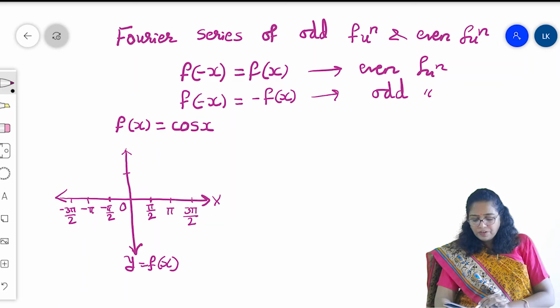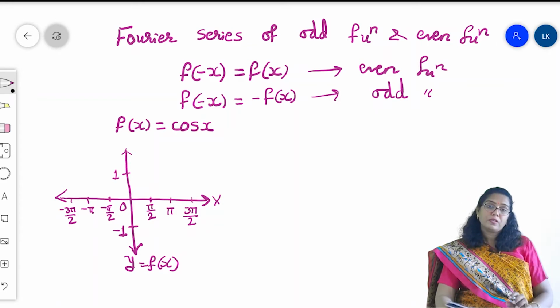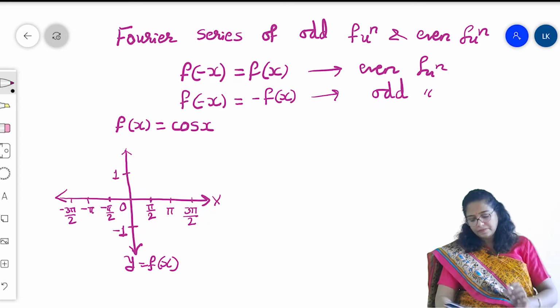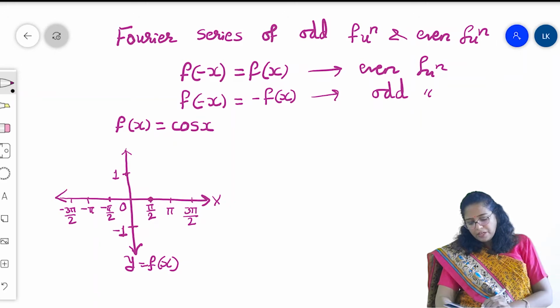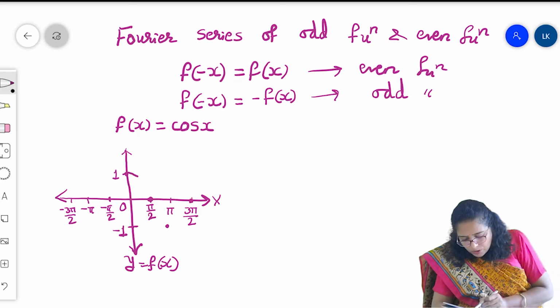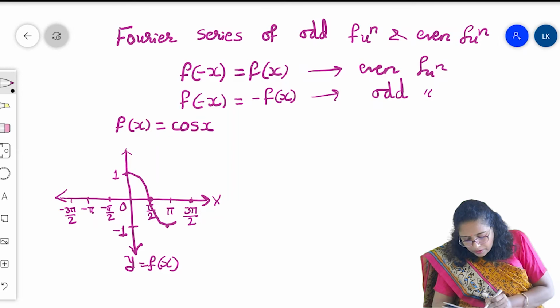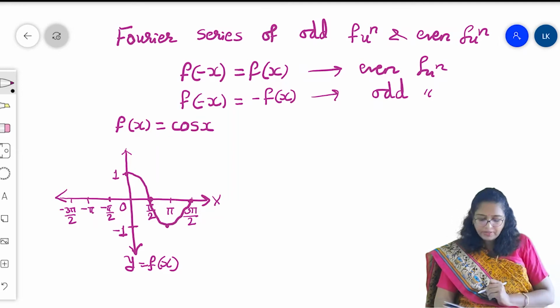The range of the cos function is minus 1 to 1. I am taking the point minus 1 on the y-axis and the point 1 on the y-axis. Cos 0 is always 1. Cos pi by 2 is 0. Then cos pi is minus 1. Cos 3 pi by 2 is 0. Join all those points. We have the graph like this.